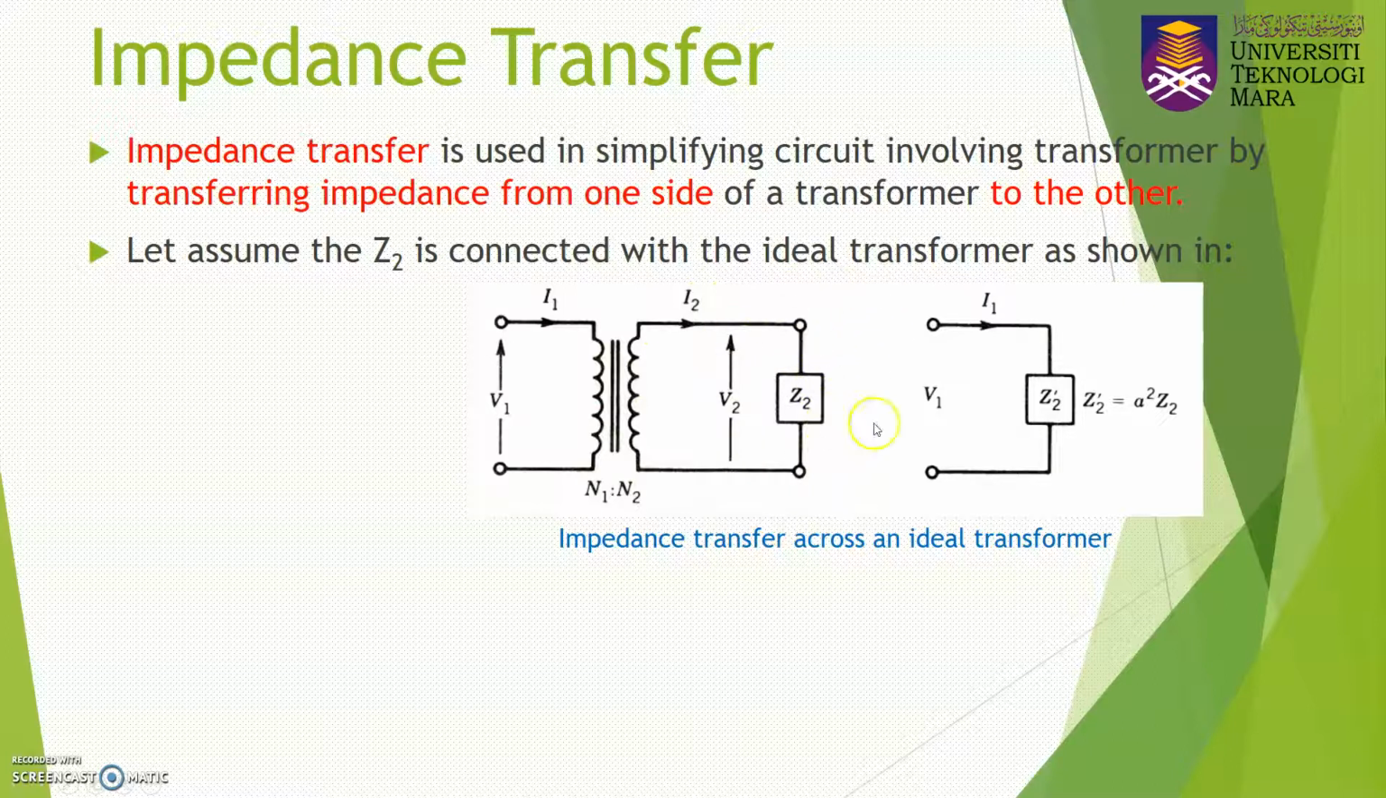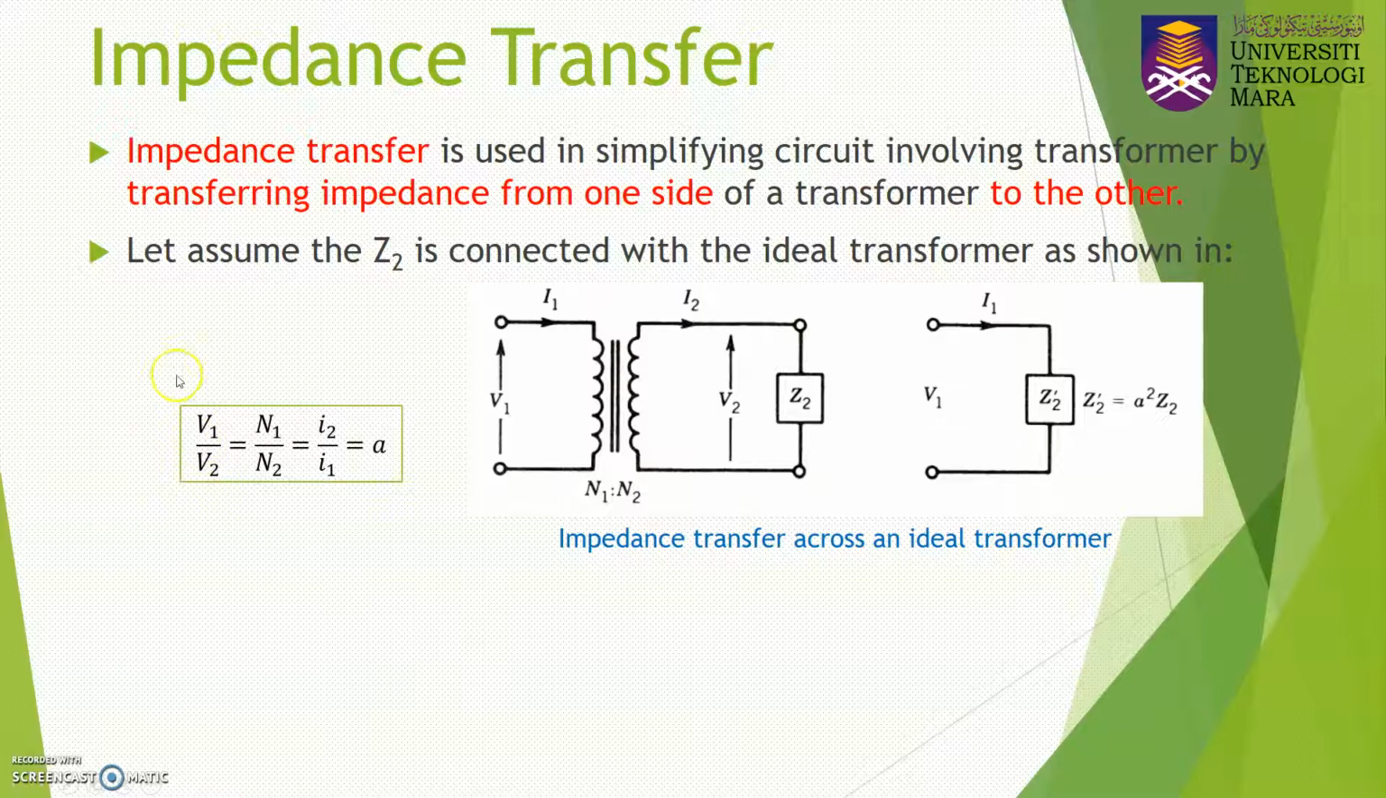So the purpose of the impedance transfer now is to transfer the Z2 from the secondary winding to the primary winding. So in the end, we have this kind of circuit where V1 is directly connected to the Z2, by neglecting the winding here. So this is the purpose of impedance transfer.